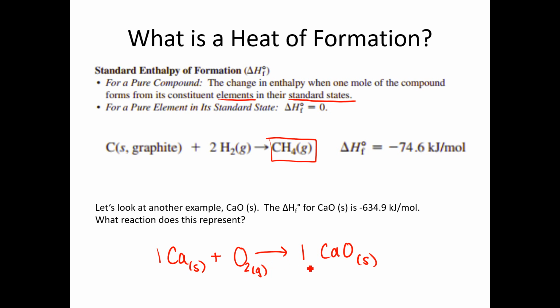So normally we would change the coefficient on the right to a 2, but because of the way this is defined, the heat of formation is the energy to make 1 mole of the compound. So I cannot change this coefficient. So what I'm going to have to do is actually use a fraction. So that's why you sometimes will see fractions showing up in these equations, which might seem weird. It has to do with the definition of the heat of formation. So to make 1 mole of calcium oxide, I need half of an oxygen molecule.